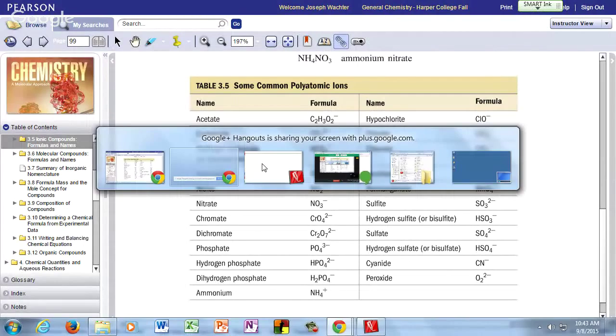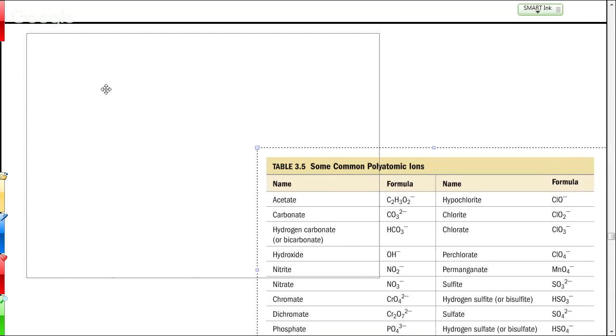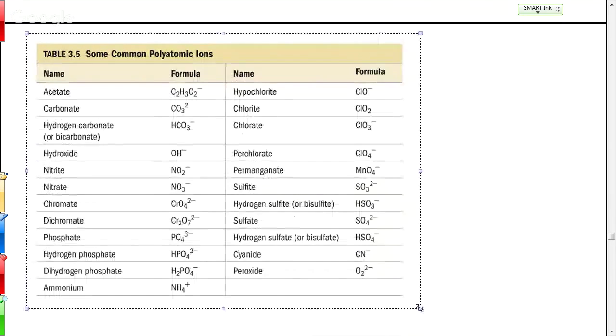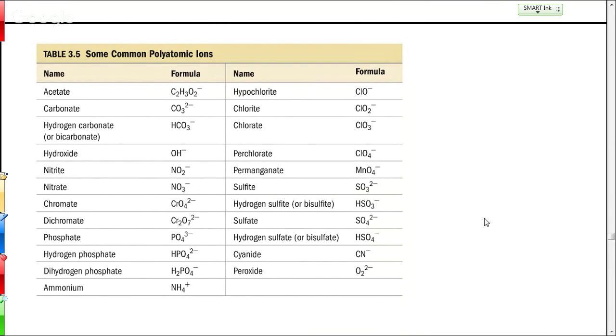So pull this out of your book. This is table 3.5, so you can see it in your book as well. Here are some common polyatomic ions. You need to know the formula and the charge for all of these. Now, hopefully, most of these you've learned before in your previous chemistry class, so it's just a matter of brushing up, maybe learning a couple that you didn't learn back then. But this is absolutely something that you need to know to be able to name these compounds.